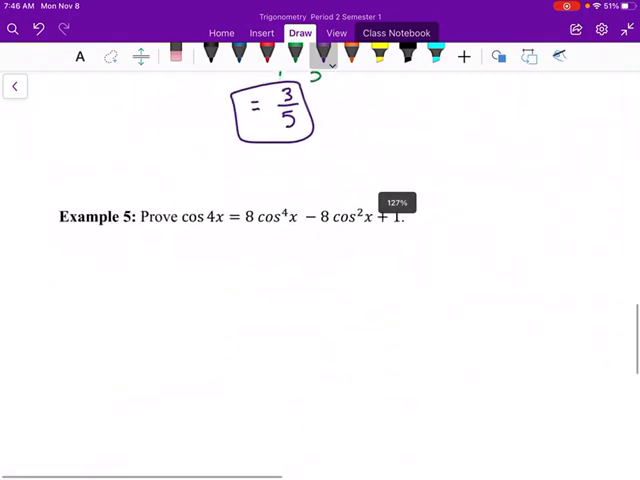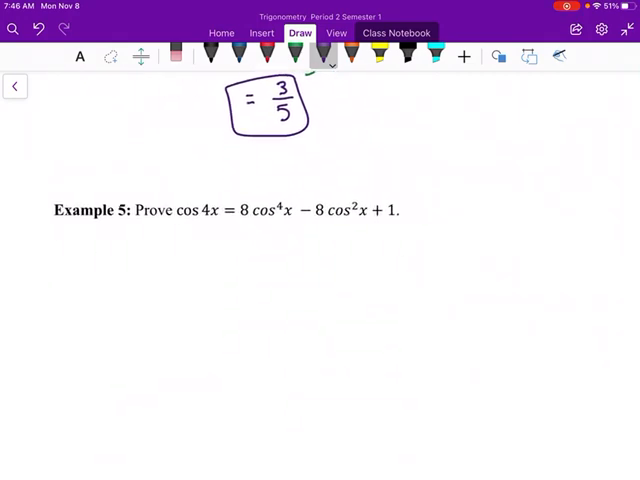Now we can move on to our next example. This one is a little bit longer. We are trying to prove that the cosine of 4x equals 8 times cosine to the power of 4 of x minus 8 cosine squared x plus 1. The first thing we're going to want to do is choose which side we are going to be working on. We are going to be working on the right side because that one is the most complicated of the two.